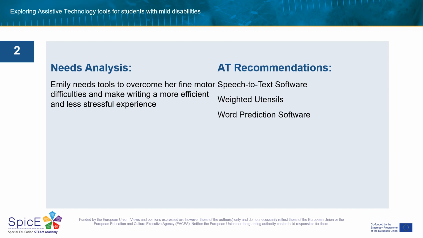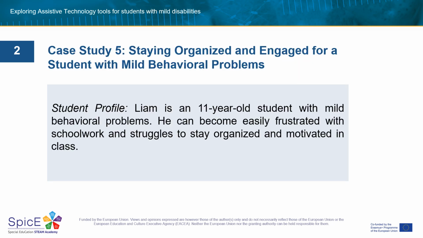Assistive tool recommendations. Speech-to-text software will allow Emily to dictate her thoughts and ideas, eliminating the physical challenges of handwriting. Weighted utensils. These can provide proprioceptive input and help Emily feel more comfortable and in control of her writing. Word prediction software suggests words as Emily types, reducing the need for her to spell out words completely. Case Study 5. Staying organized and engaged for a student with mild behavioral problems.